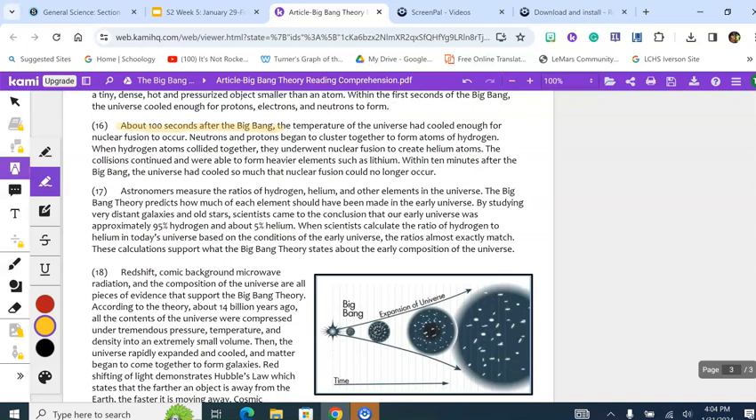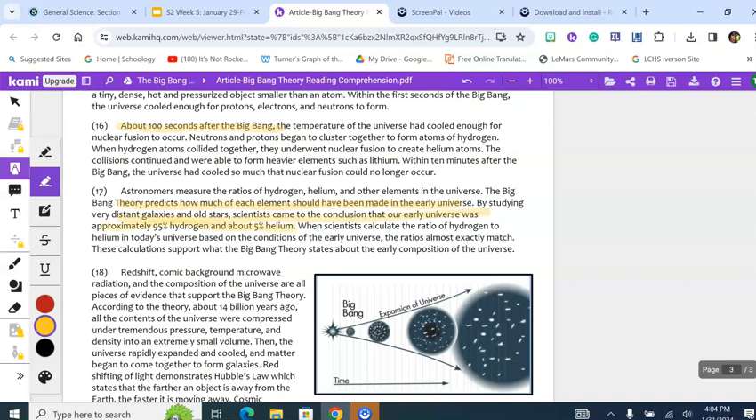Astronomers measure the ratio of hydrogen and helium and other elements in the universe. The Big Bang Theory predicts how much of each element should have been made early in the universe. By studying very distant galaxies and old stars, scientists came to the conclusion that our universe was approximately 95% hydrogen and about 5% helium.